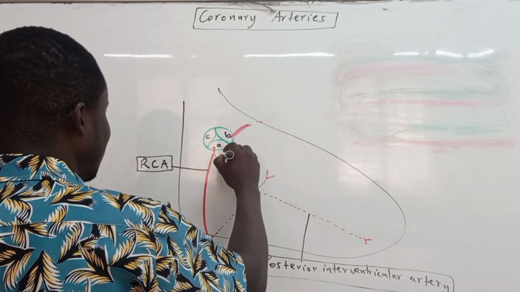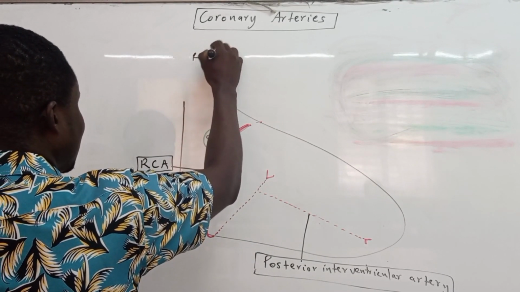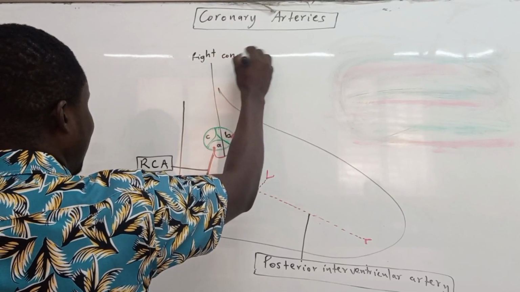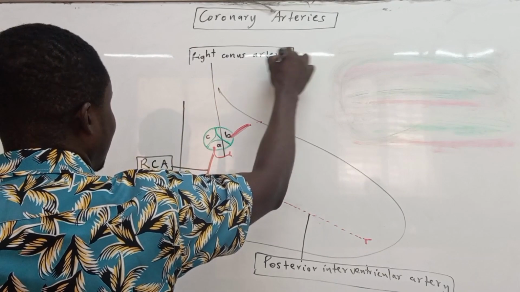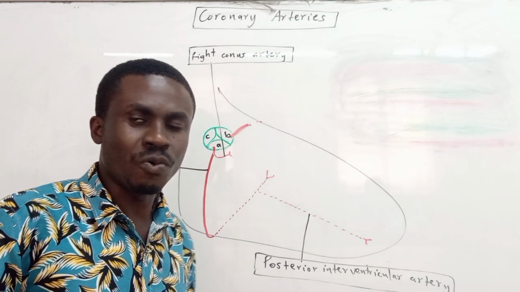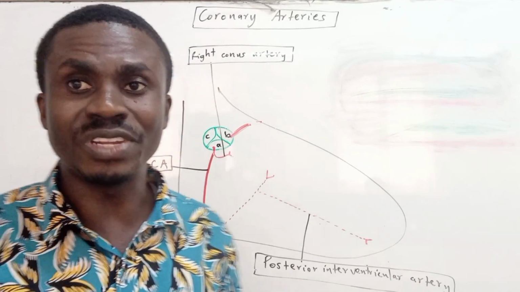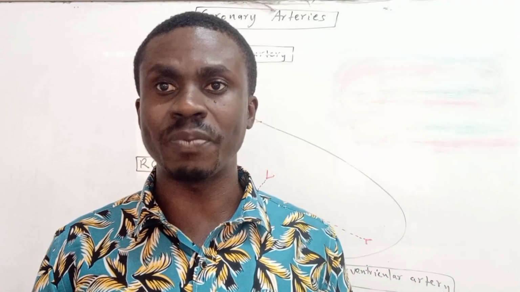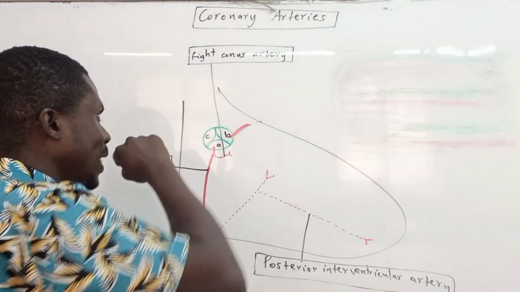and for this reason, my friends, we call this guy the right conus artery. Conus, conus artery. And the conus for the right ventricle, we are talking about the infundibular region. For the left ventricle, we're talking about the aortic vestibule. We explained this one last week. So the right conus artery.